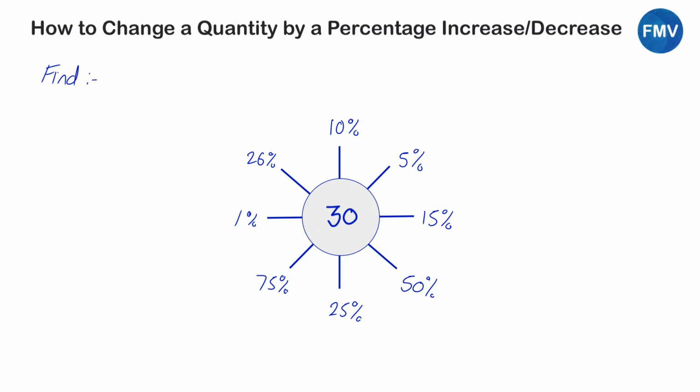If we start with 10%, 10% is 10 over 100, which then becomes 1/10. So we're looking at 1/10 of 30. If you're doing 1/10 of 30, that is 1/10 multiplied by 30, which is just 30 divided by 10, which gives us 3.